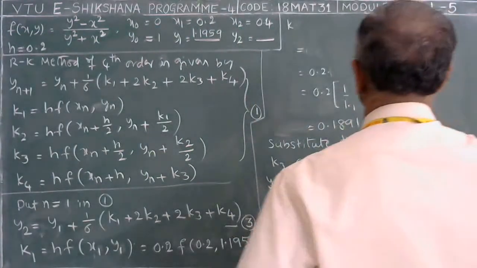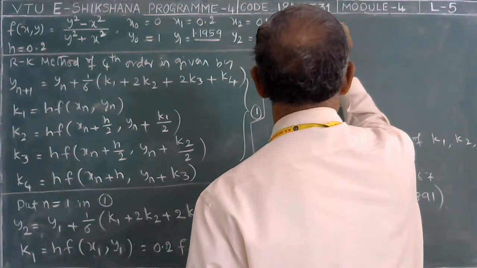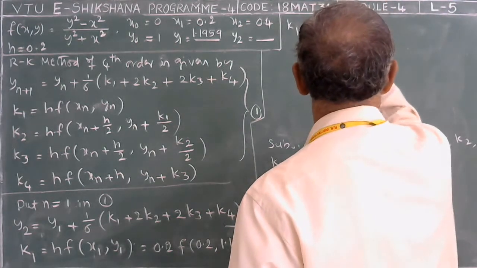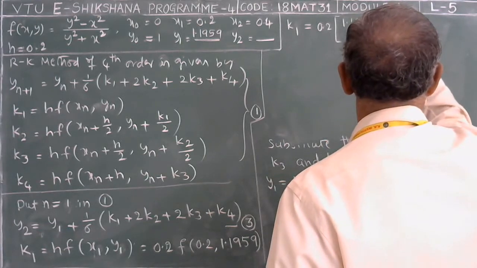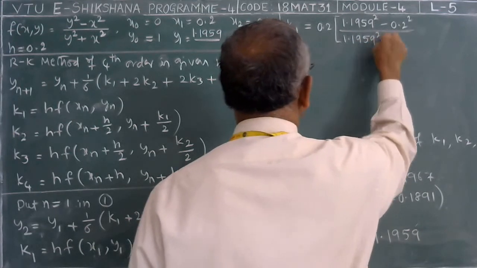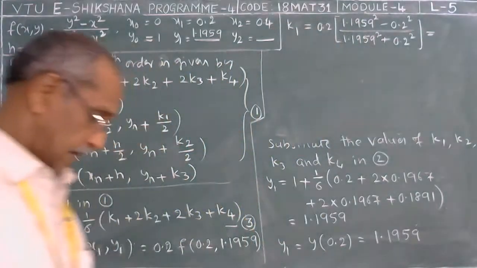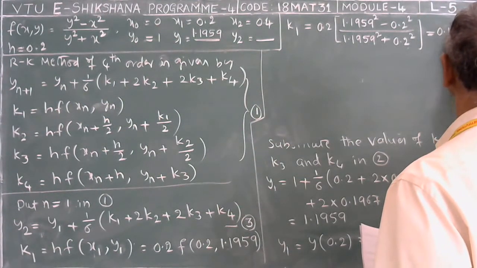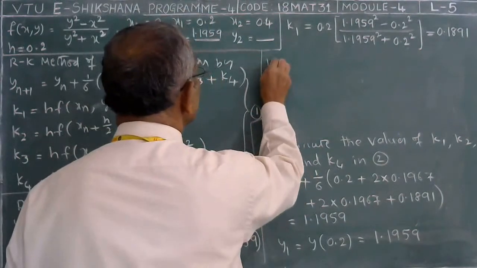Now apply the definition. So k1 is equal to 0.2 into y square minus x square, 1.1959 square minus 0.2 square divided by 1.1959 square plus 0.2 square. If you carefully compute this using calculator, you get 0.1891.